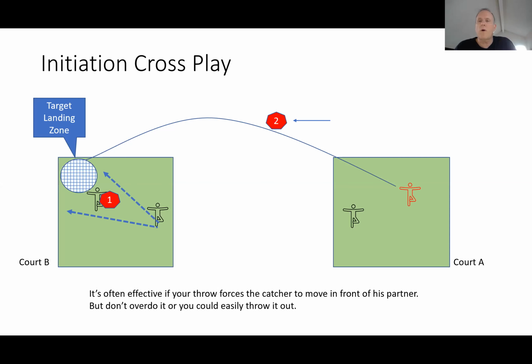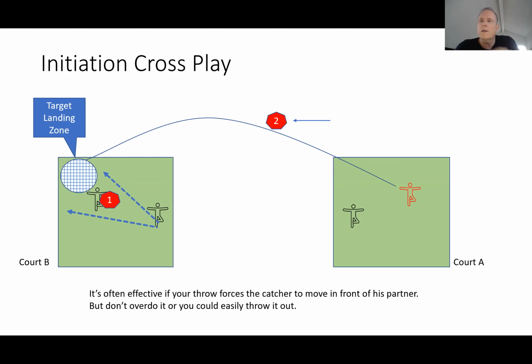You didn't put him all the way over on the sideline where you're possibly going to throw it out. And you didn't put him too close to the back line, so there's room behind him. Now, what all that means is that grid area that I drew there with a circle is your target landing zone for your initiation shot.